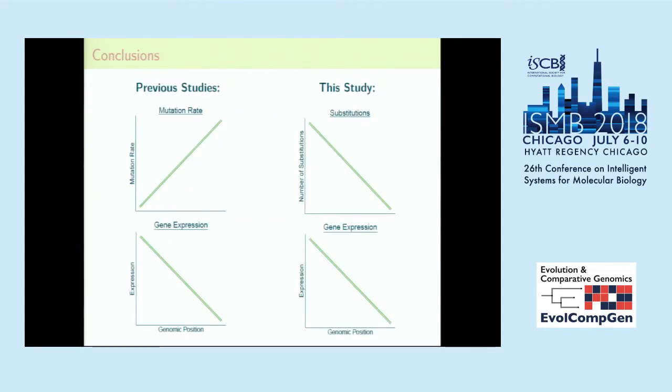So to summarize, previous studies found that when moving from the origin of replication to the terminus, mutation rate tends to increase and gene expression tends to decrease. And then I have confirmed the results with gene expression, but found the opposite trend with respect to substitutions.